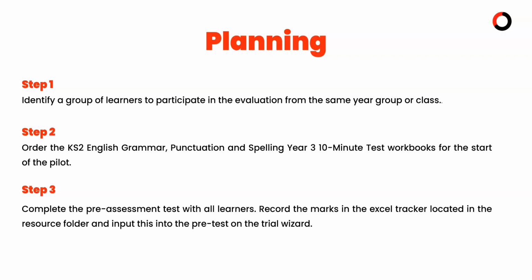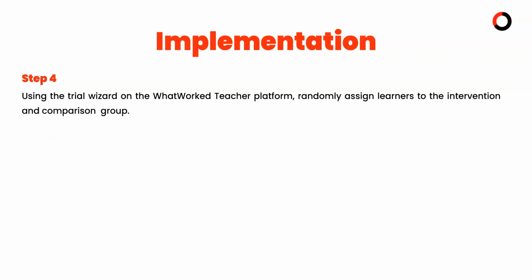Step 3, complete the pre-assessment test with all learners. Record the marks in the Excel tracker and then upload the pre-test data into the trial wizard. So moving on to the implementation. Using the trial wizard on the What Works Teachers platform, it will randomly assign learners to the intervention and comparison group.